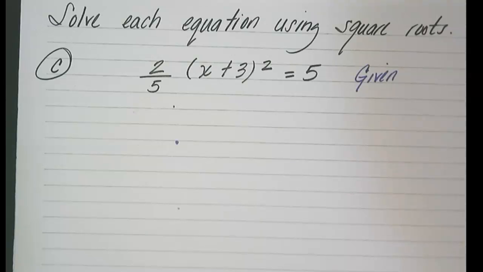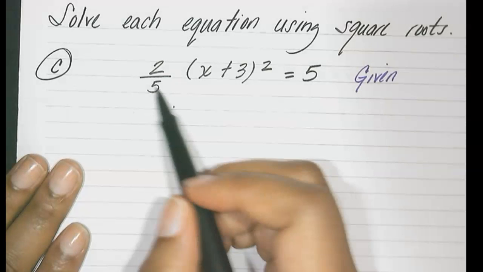Solve each equation using square roots. C, we were given 2/5 times x plus 3 squared equals 5. Now here's the thing. I know you don't like fractions, but in this case we kind of can't get rid of it. I mean, we could. Nah. What I was thinking about was to multiply everything by 5, but then I would eventually have to divide by 2 again. So it'd be the same thing.